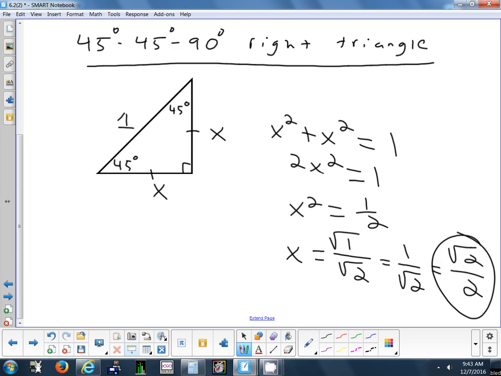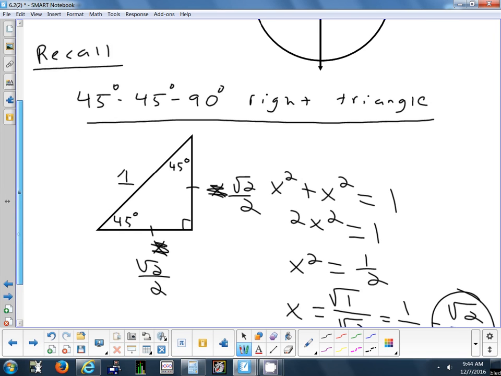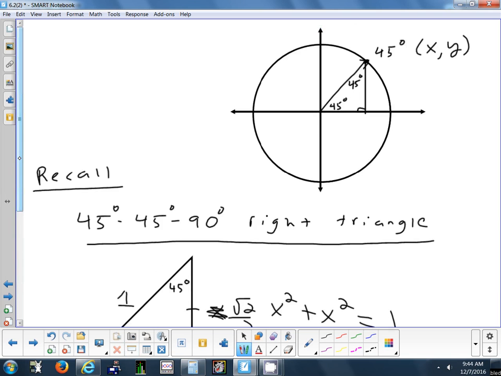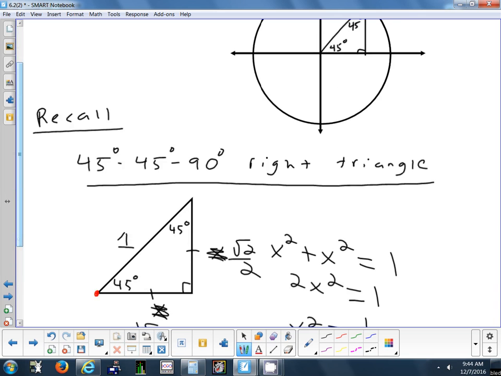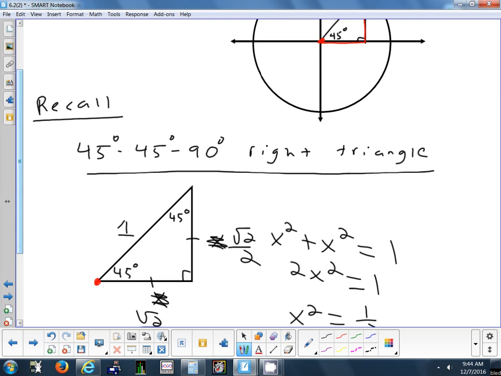So now I know the length of this side and the height of that side. So why does that help me? Well, if you are starting at the origin, which is that point right there, you need to go right a certain amount and up a certain amount to get to that point. The amount you go right and the amount you go up is the length of the sides.